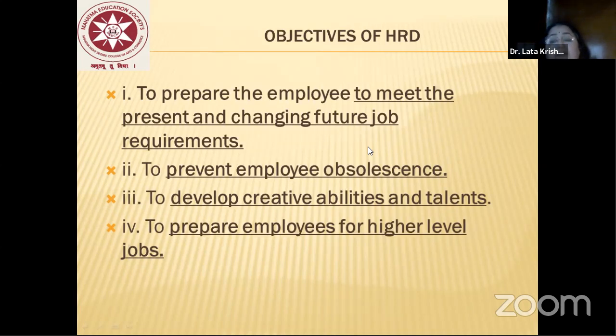To develop creative abilities and talents to prepare employees for higher level jobs. Employees are a resource that has to be developed, and people move ahead, and if they want to progress in their career path, they have to be trained for higher level jobs. They cannot be trained for the same job that they took up when they joined the organization. So for more challenging, higher order jobs, new training has to be given.